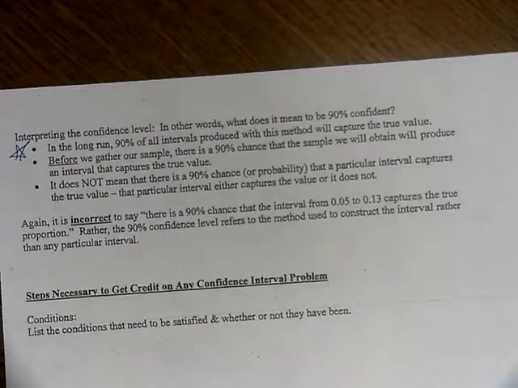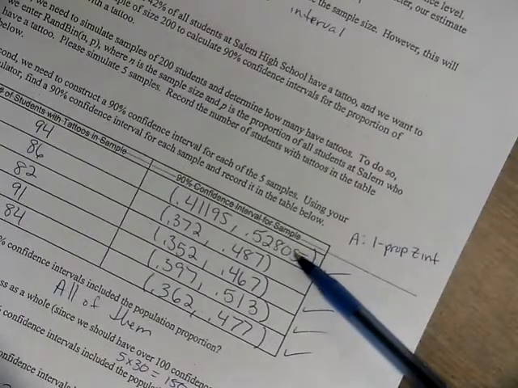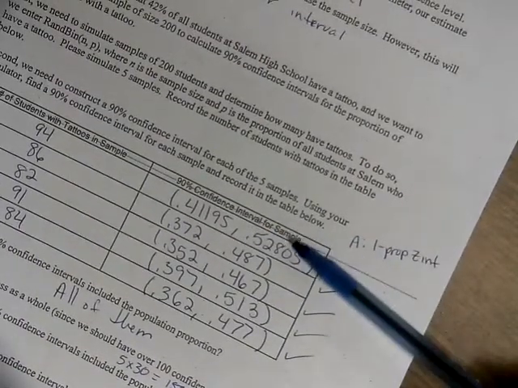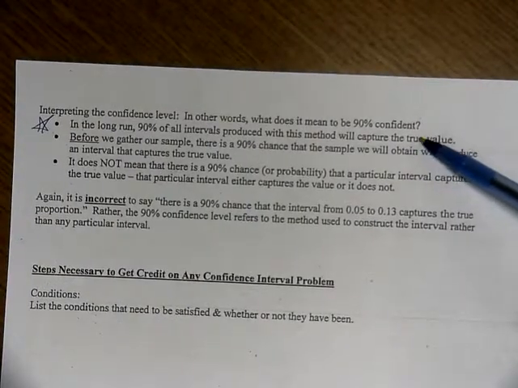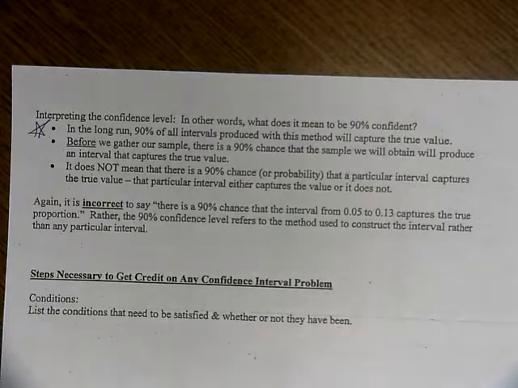It does not mean that there's a 90% chance or a probability that a particular interval captures the true value. It's either in there or it's not. It's not going to be 90% probability. It's either yes or no. It's either 100 or not. So you really want to make sure that you understand this first one. What does a confidence interval mean? Because it's going to be asked a lot.